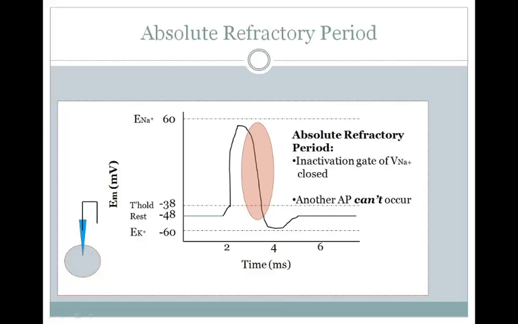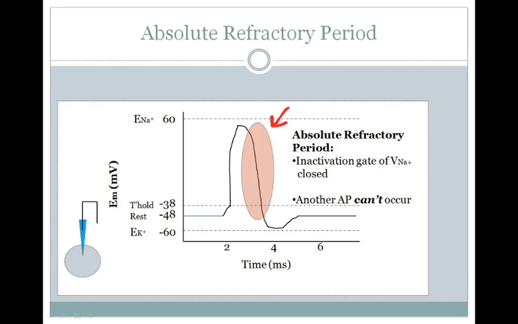The properties of these voltage-gated ion channels determine the two types of refractory period. The first is the absolute refractory period. This is the period of time where the inactivation gate of the voltage-gated sodium channel is closed. So the millisecond or so after the peak of the action potential, where that inactivation gate is closed before it opens again following repolarization. During this time, another action potential cannot occur.